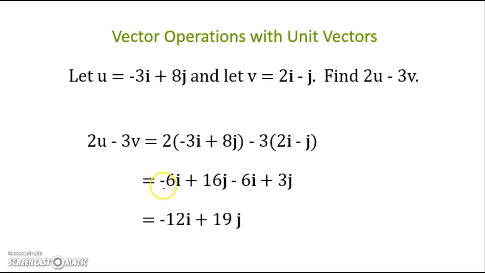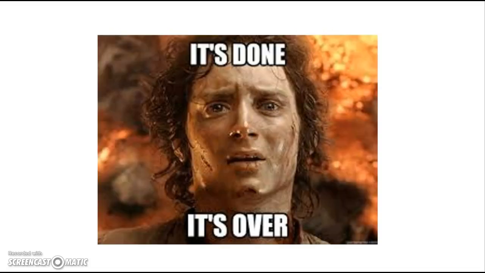So 2u is going to look like negative 6i plus 16j. Negative 3v is going to look like minus 6i and then plus 3j. You add your horizontal components together, you add your vertical components together, and here is the new vector 2u minus 3v. Really straightforward. Again, just a different form of putting our vectors in, and that's called the unit vector form. So that's it for this lesson. Come to class next time and we'll work on more vectors.